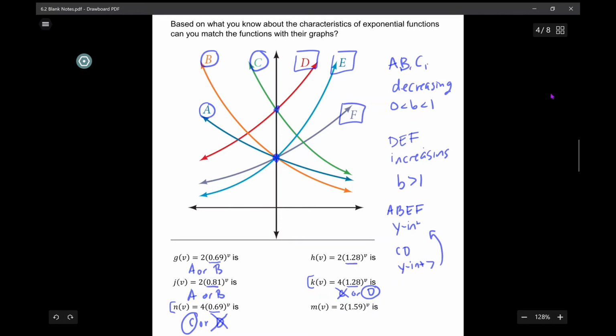These guys are both bigger than 1, so this one has to be, not D, E or F. E or F, and also this one has to be E or F. All right, so I've narrowed this down a bit.